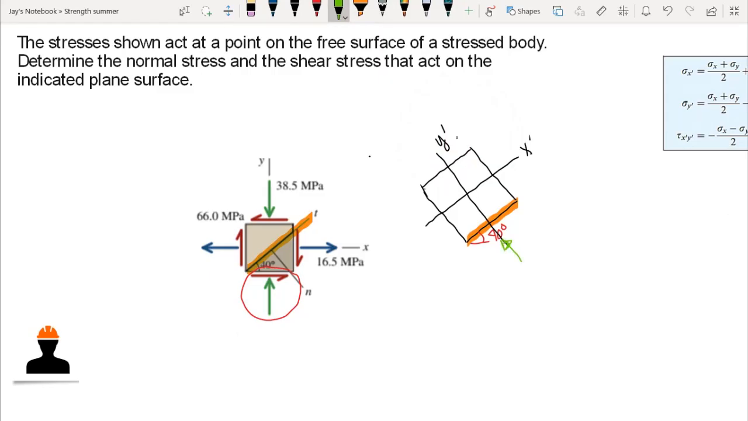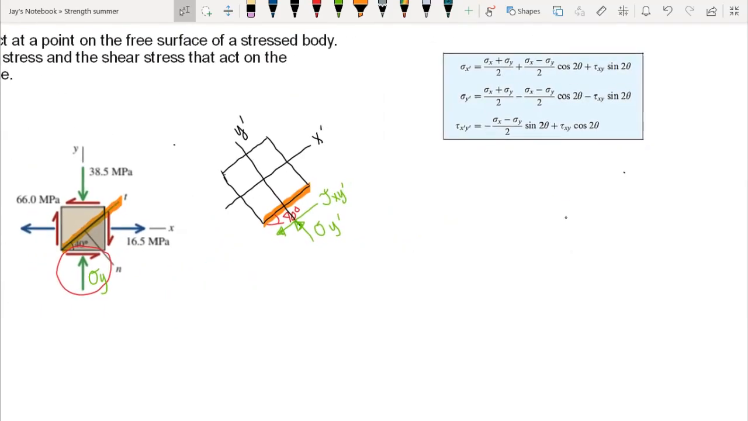That is the transform of our sigma y, so therefore this is sigma y prime. And then we also have, let's assume this is the direction of our transformed shear stress. So our goal here is to compute for these stresses. So we are going to use the transformation equation. We also have another method, which is Mohr's circle, which I will discuss in the next part of this video. So let's try to solve it by using the transformation equations, which are these equations here.